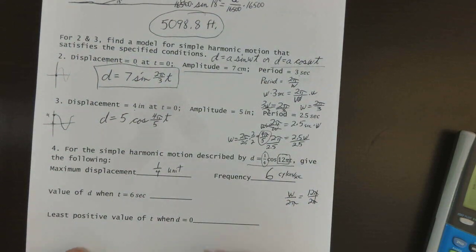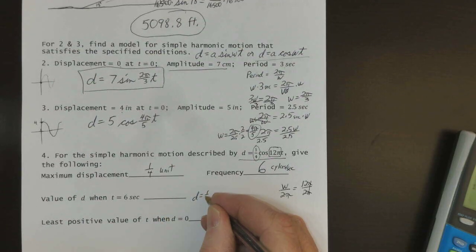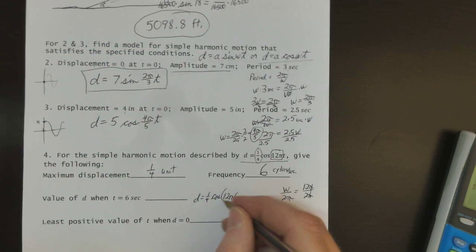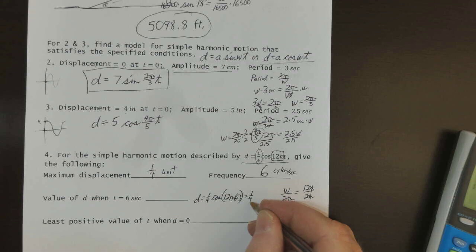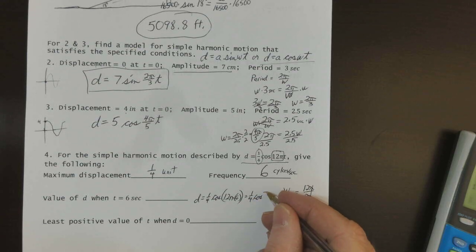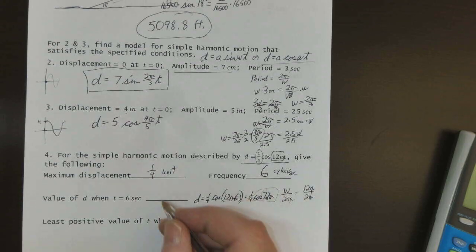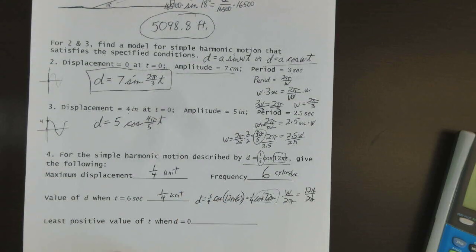Now the value of d when t is 6. So d is equal to 1/4 times the cosine of 12 times pi times 6. And do keep that group together. And that's 1/4 times the cosine of 72 pi. And that's a lot, but that is a multiple of 2 pi. That's going to be the same as it is at 2 pi. And I think if you go through that, and if I was using this, I'd change it back to radians. But this is going to be 1. So it's 1/4 times 1, so it's 1/4 of a unit after 6 seconds.